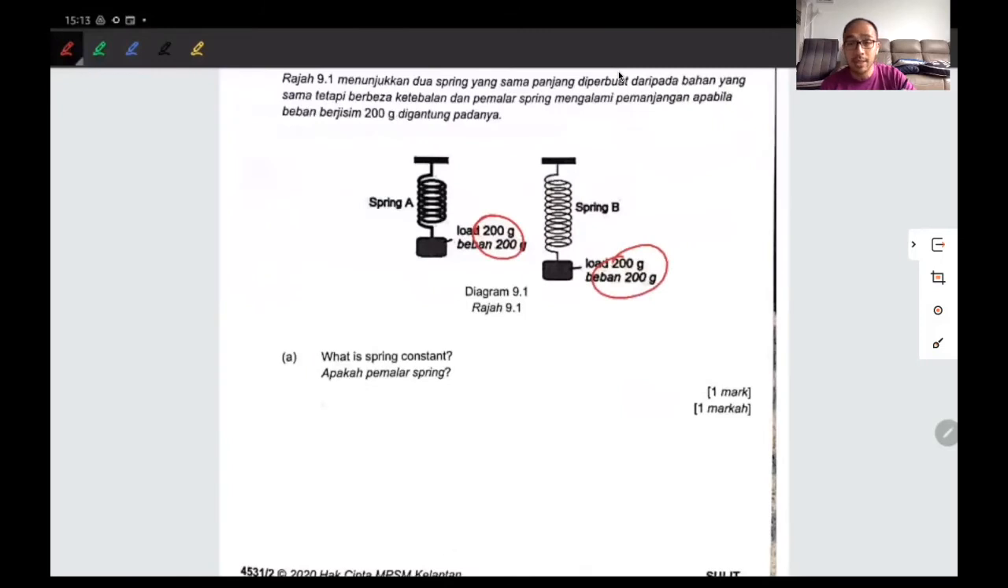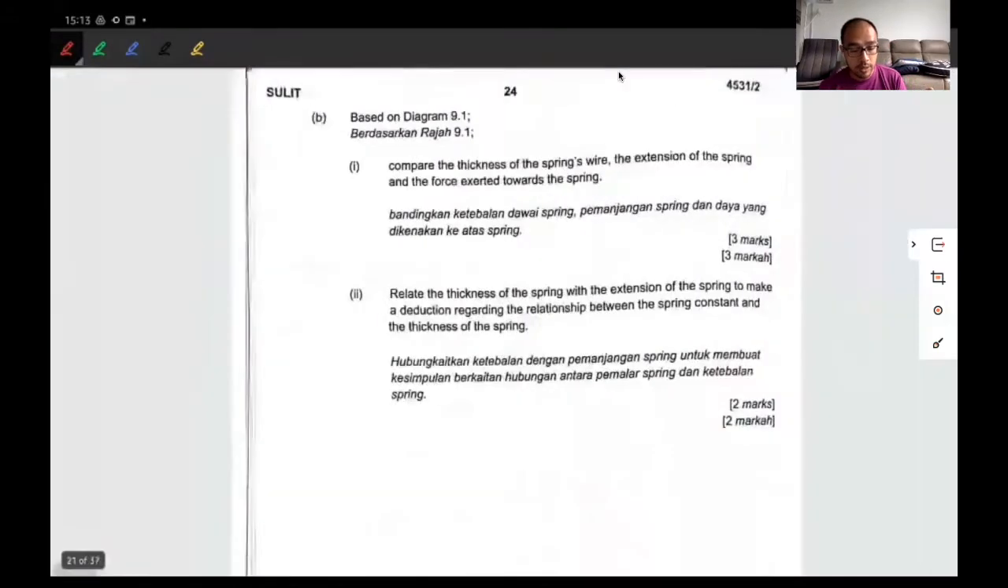The spring constant definition is force per unit extension. Okay, let me just double check. It should be force per unit extension. Kelantan. Kelantan, where are you? So, yeah. Okay, force per unit extension. Okay, that's the definition of spring constant.